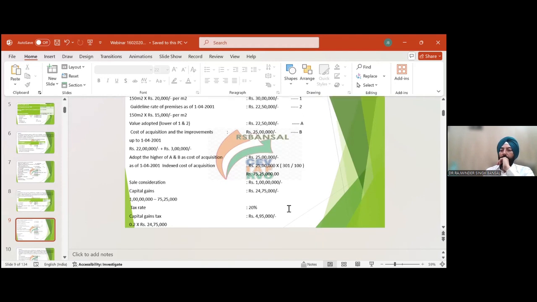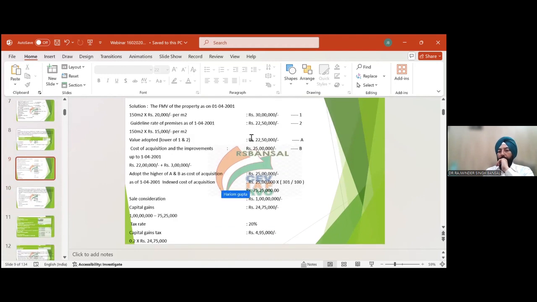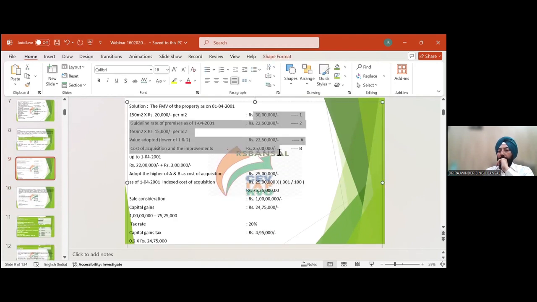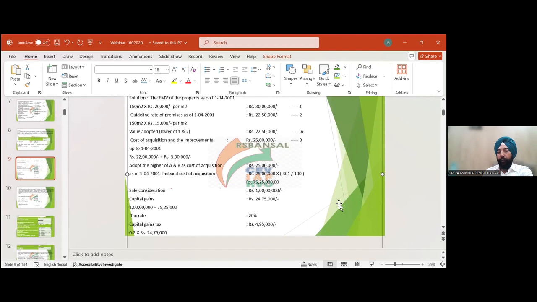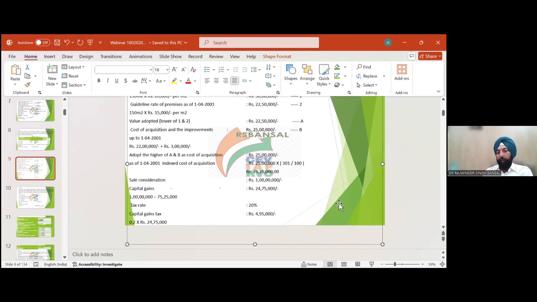So here we are just considering this fact, how to calculate cost of acquisition, which is an important thing. Otherwise, the depreciation you can calculate, you know how to calculate. We will take some examples where depreciation will also be considered.